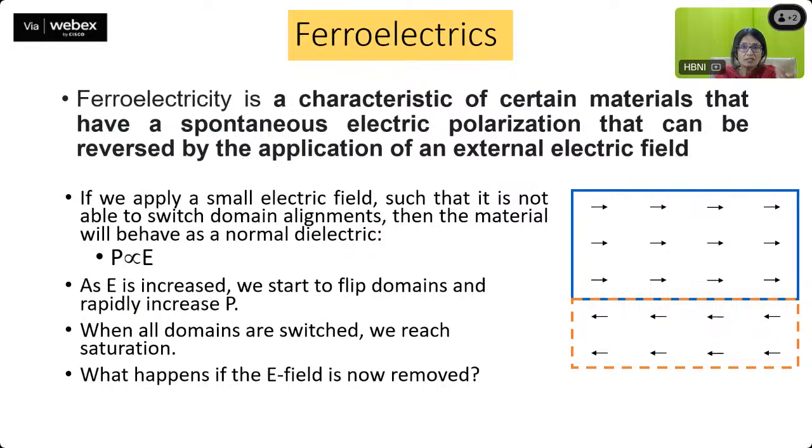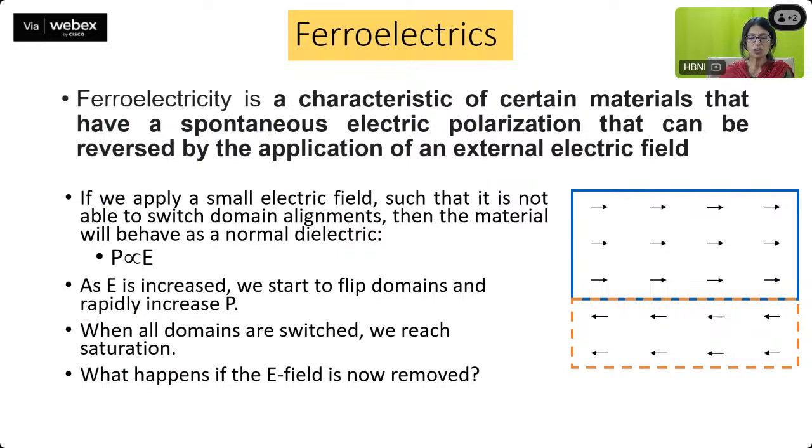Now coming to the other topic, which is ferroelectrics. Now we talked about ferromagnetism. Similarly, you have something which is known as ferroelectrics, and in ferromagnetism it was all about magnetic dipoles. In this case it is about electric dipoles. So ferroelectricity is a characteristic of certain materials that have a spontaneous electric polarization, and that can be reversed by the application of an external electric field.